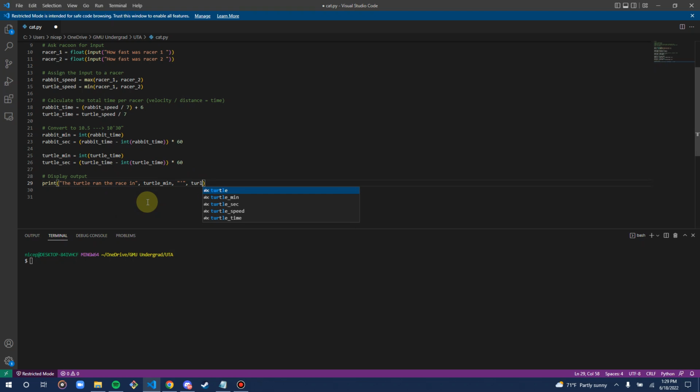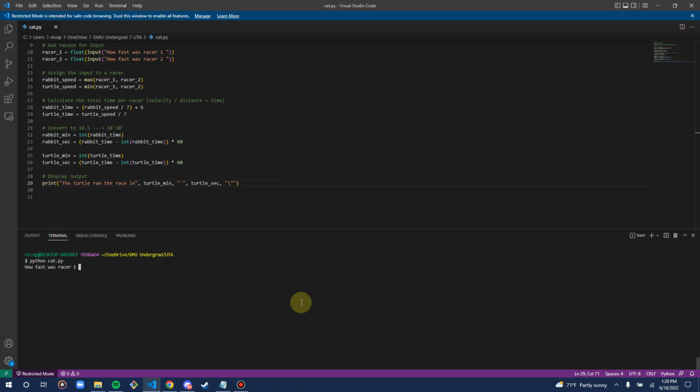And then turtle seconds, comma, and then to put a double quote within double quotes, you need an escape character, which is the backslash, and then the double quote. The backslash won't actually show up. It just tells the print statement that you want the character following it to display as is in your terminal. I'm just going to run this real quick with python cat.py.